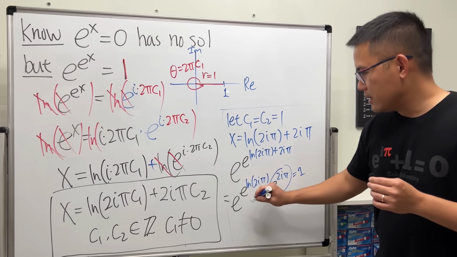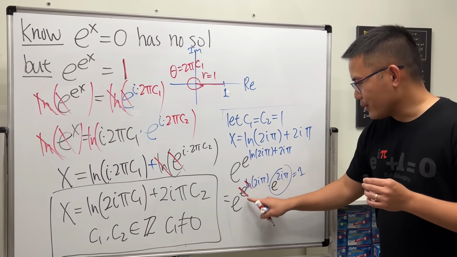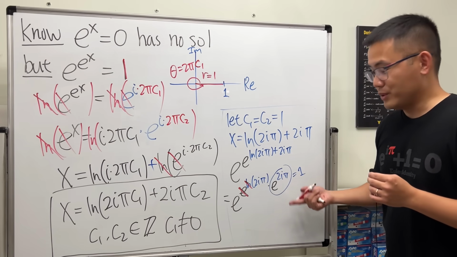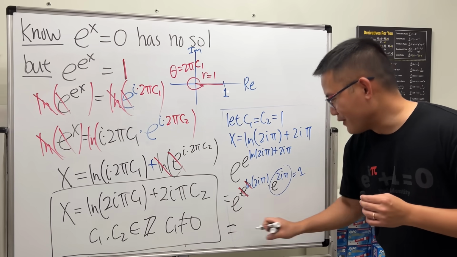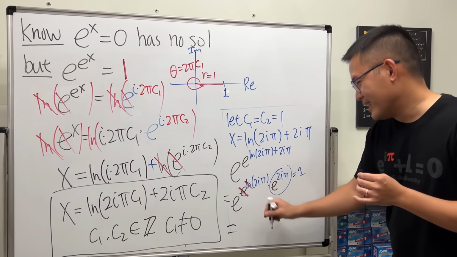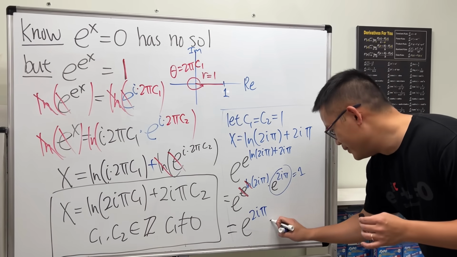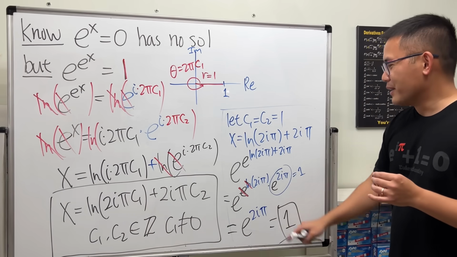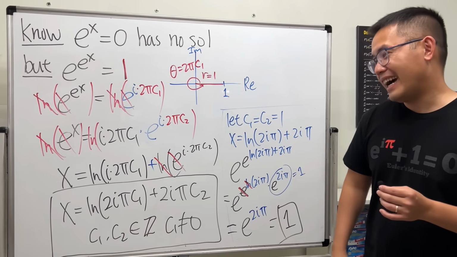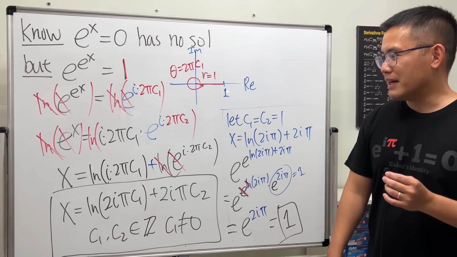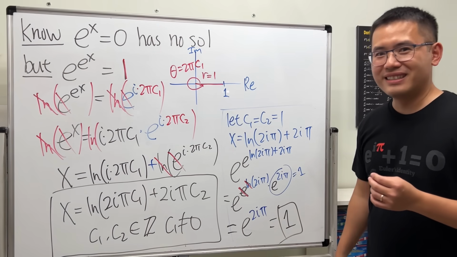And what's this? Well, they cancel. So it's just 2i pi times 1, which is just 2i pi. So we actually get, whoa, so many colors. I haven't solved a crazy equation like this for a long time. Anyway, this is e to the 2i pi, which is really just equal to 1. Oh my god. So e to the this number is equal to 1. I don't know if you guys agree, but that's how you get the solution from Wolfram Alpha. Hopefully you guys all like this. That's all.